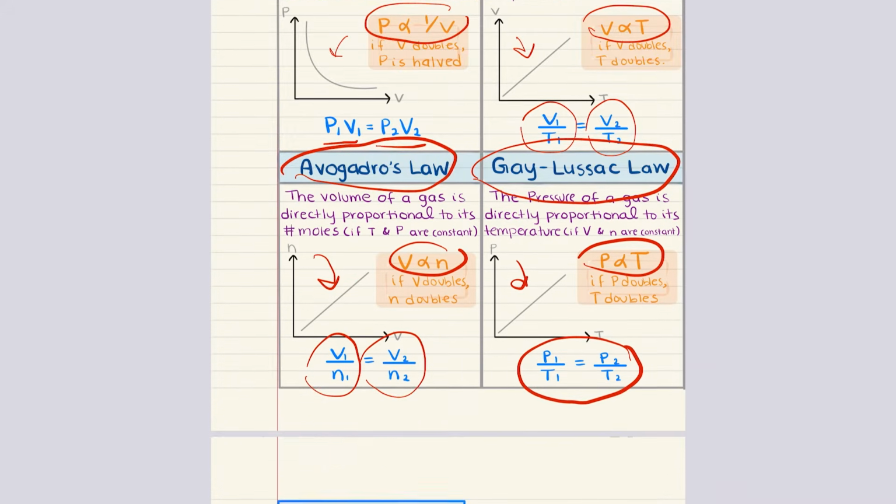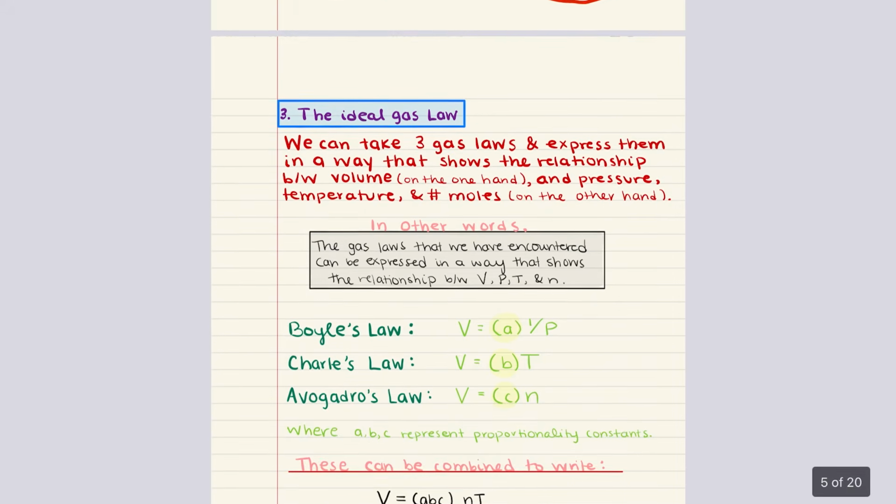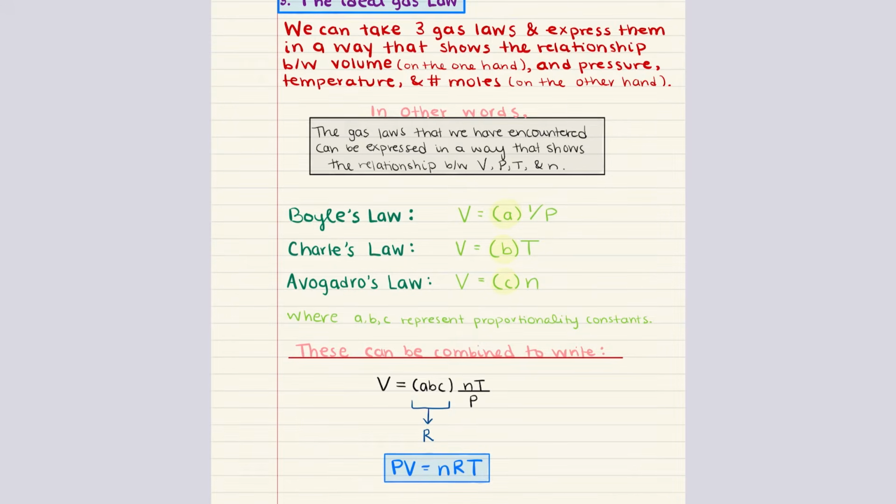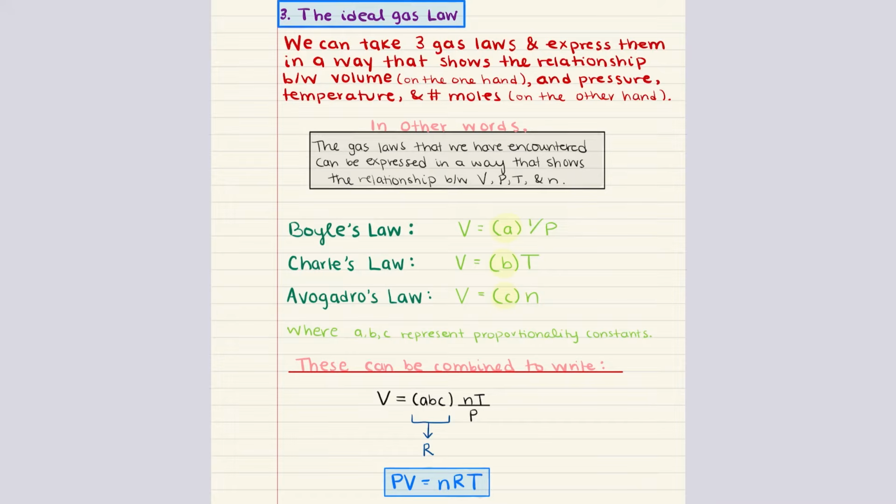Now, this background information is going to let us segue into the third objective, which is going to be on the ideal gas law and its applications. Now, we can take three of our simple gas laws, Boyle's, Charles', and Avogadro's, and express them in a way that shows the relationship between volume on the one hand and pressure, temperature, and number of moles on the other hand. So here for Boyle's law, we know that there is an inverse relationship between volume and pressure.